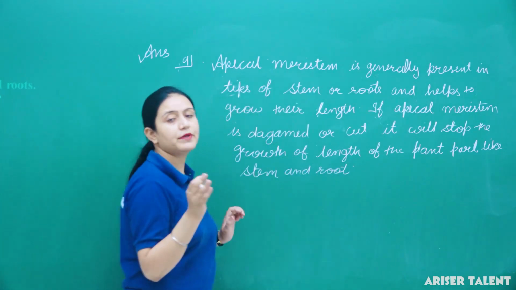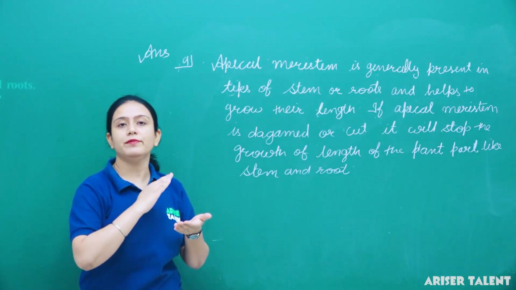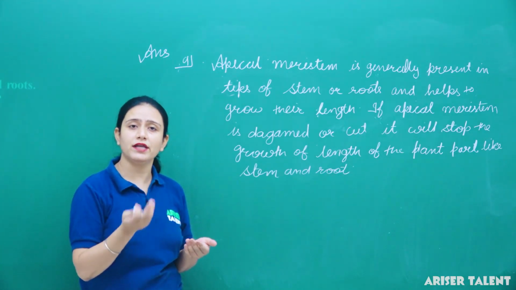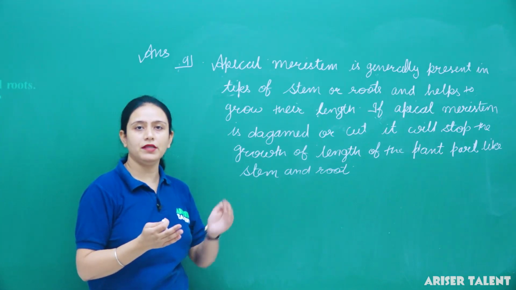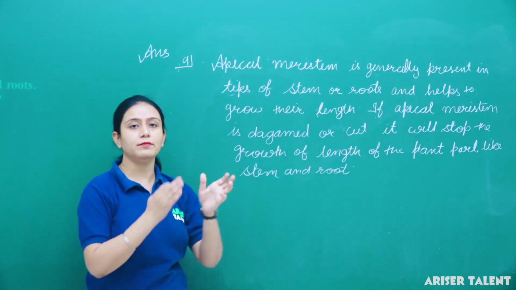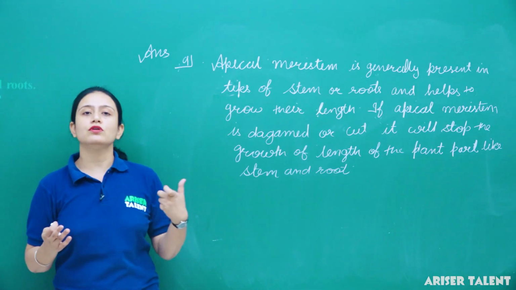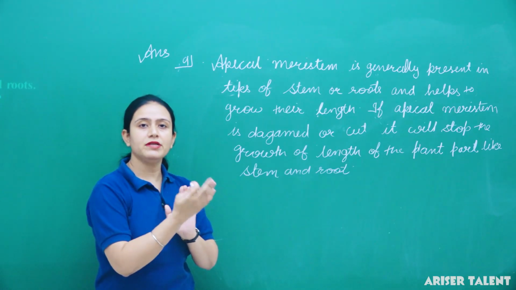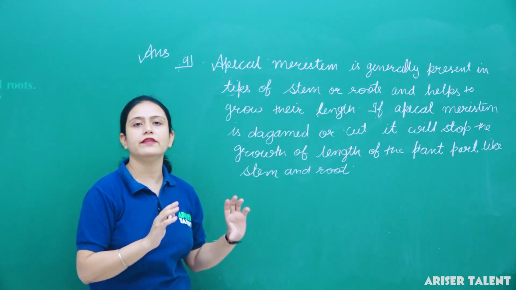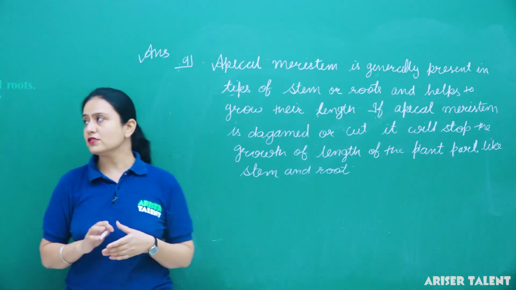As we all know, apical meristem is present on the tips of the stem and roots. If it is cut or gets damaged by any reason, then what will happen? Their length will stop growing. Clear? So we can say that the plant parts like stem and roots, where the apical meristem is present for the growth of the length, if it is damaged, then the growth will stop there and they will not increase in length. Clear? So this is the answer of this question.